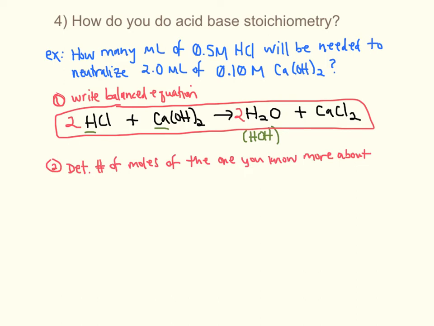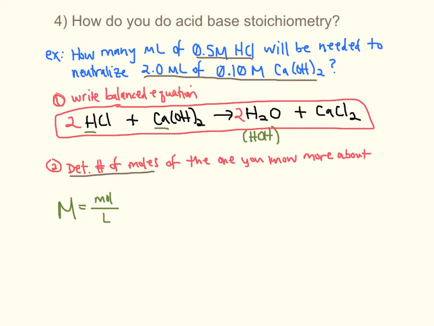The second thing we're going to do is read the question and see that we know more about our calcium hydroxide than we do about our hydrochloric acid. So because we have more information about our calcium hydroxide, we're going to go ahead and determine how many moles of that we have. And to do that, we're going to use the equation for molarity. So we know that molarity is equal to moles of solute per liters of solution.